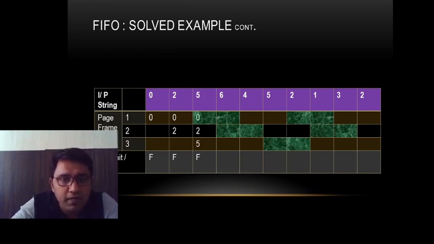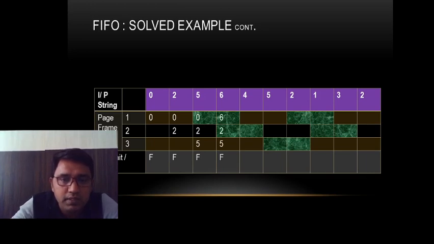Same way with the 5. As long as we have space in a page frame, we're going to keep on accommodating newly arrived pages. Otherwise we have to find out a victim page, for which we're going to use today's algorithm, that is FIFO, or first in first out.